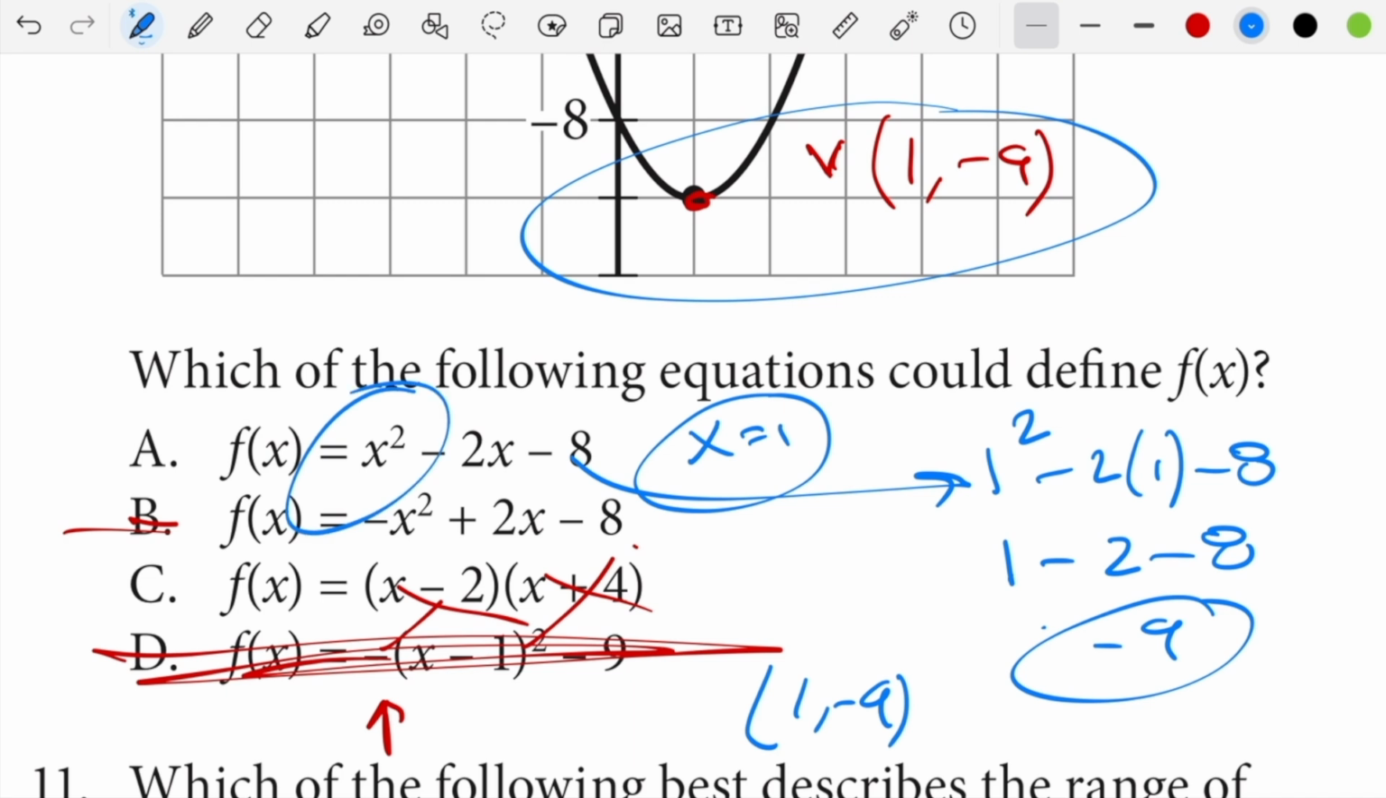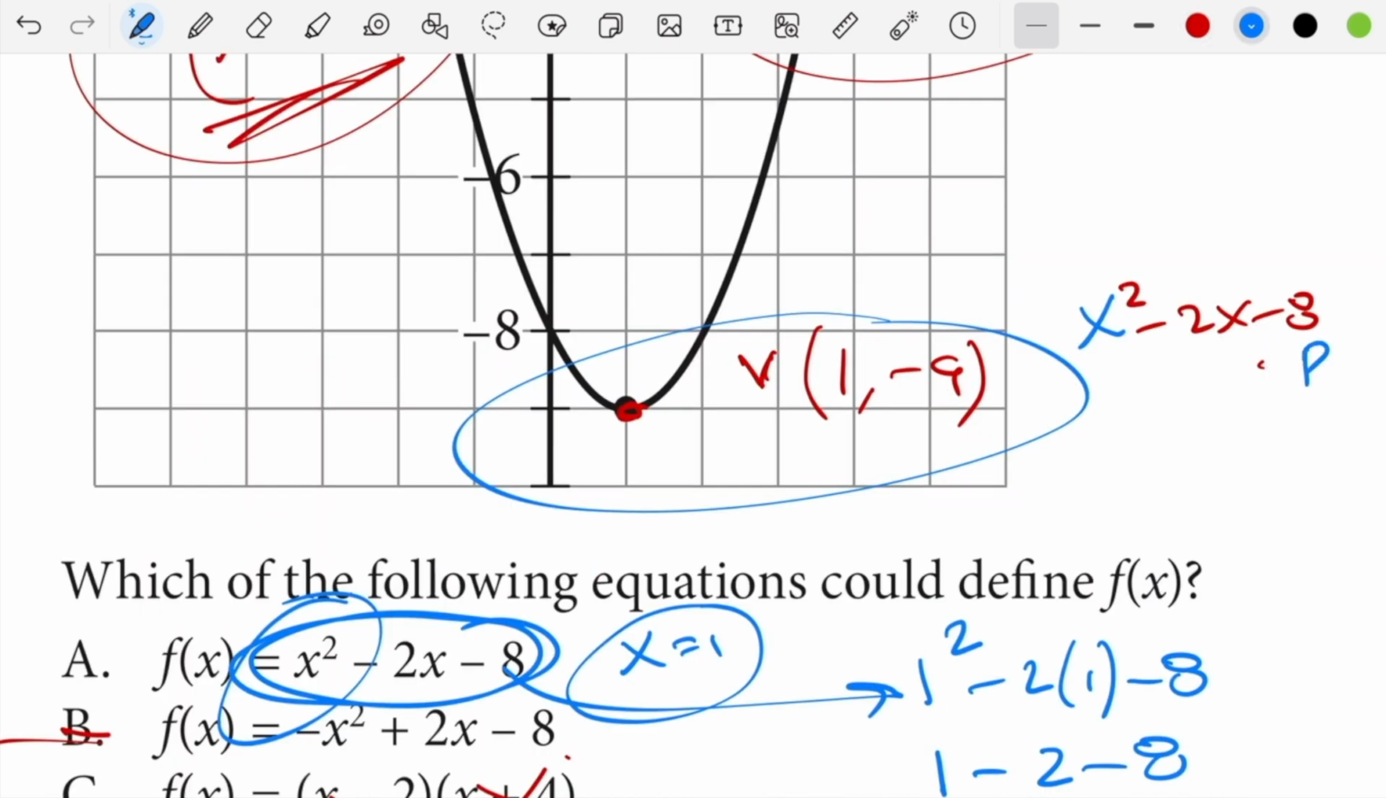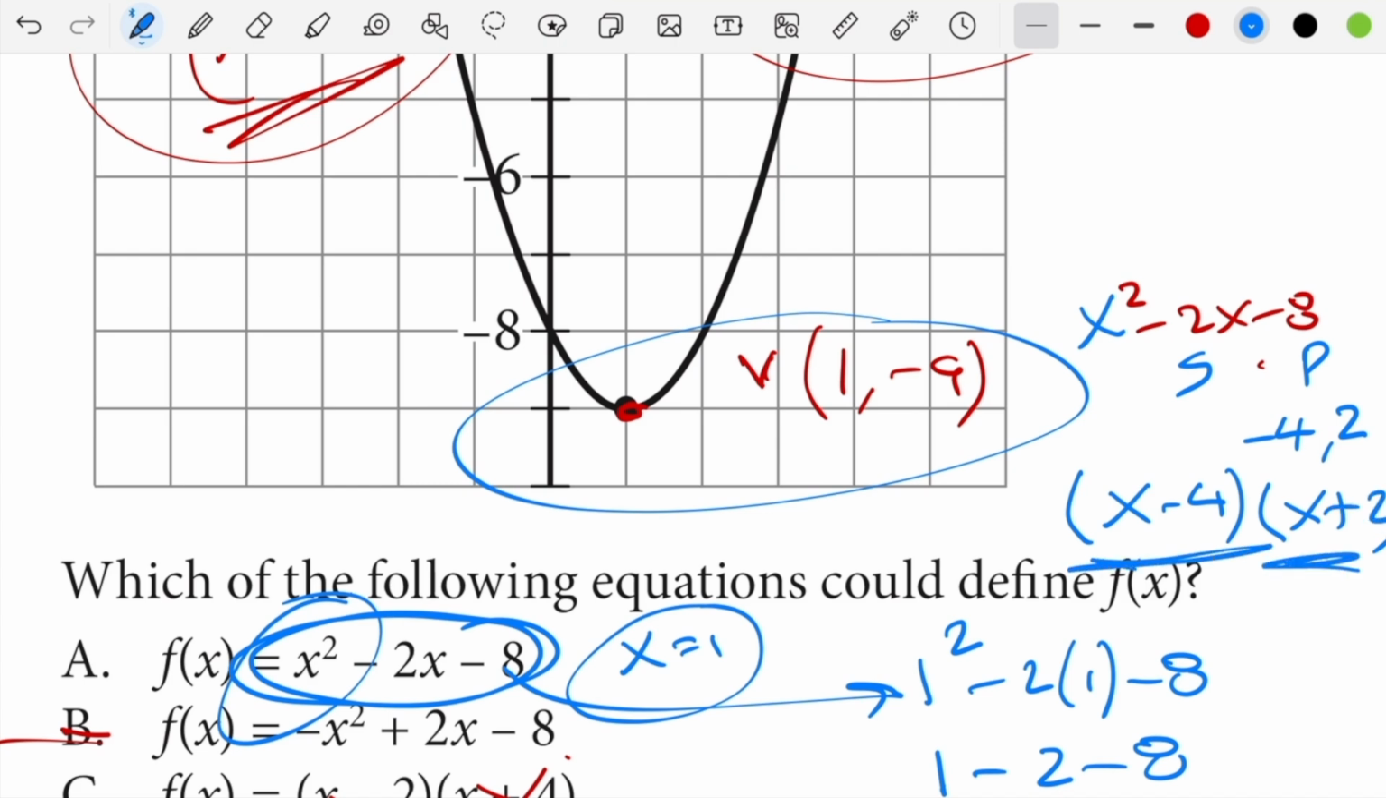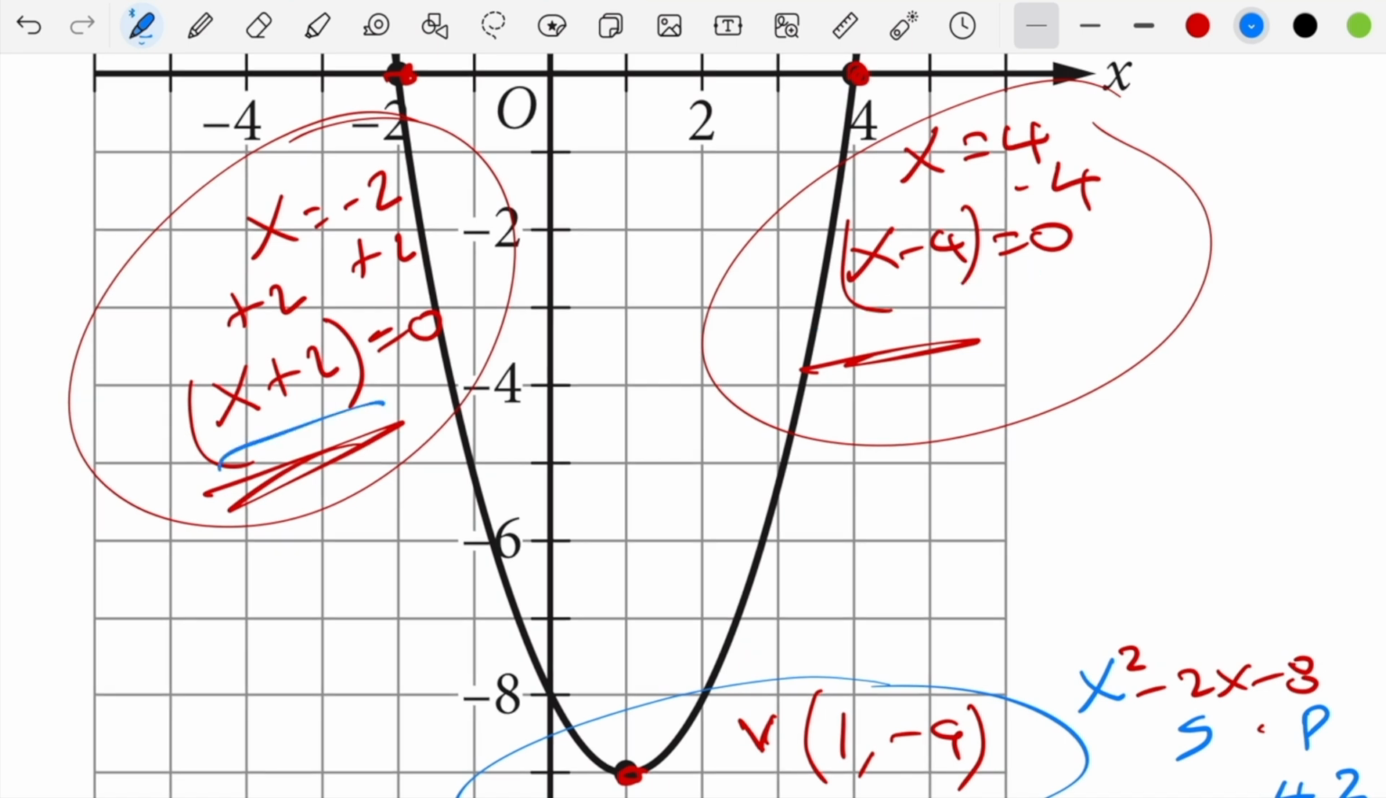If I want to keep going, I can also factor this. And if I factor this, I will find the factors that I have above. Two numbers that you multiply get negative 8, but when you add, you get negative 2. Negative 4 times 2. Negative 4 times 2 is negative 8. And negative 4 plus 2 is going to give me negative 2. So my factors are x minus 4, x plus 2. Triple check. x minus 4, x plus 2.